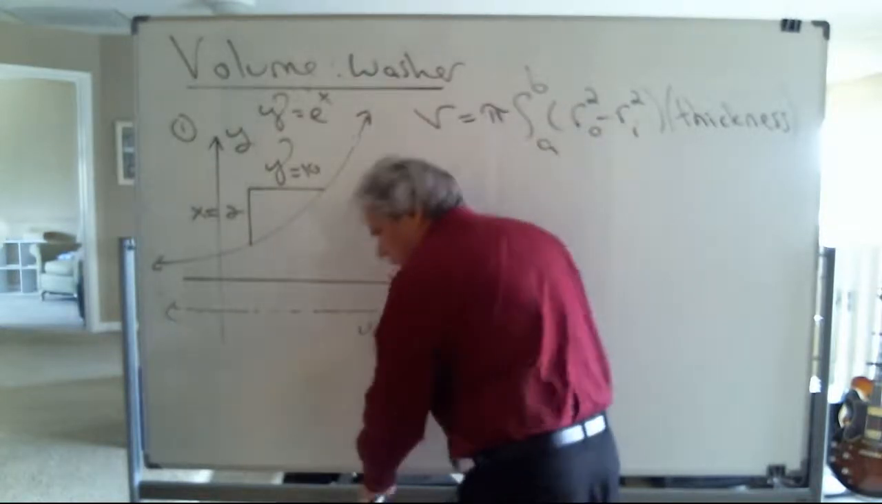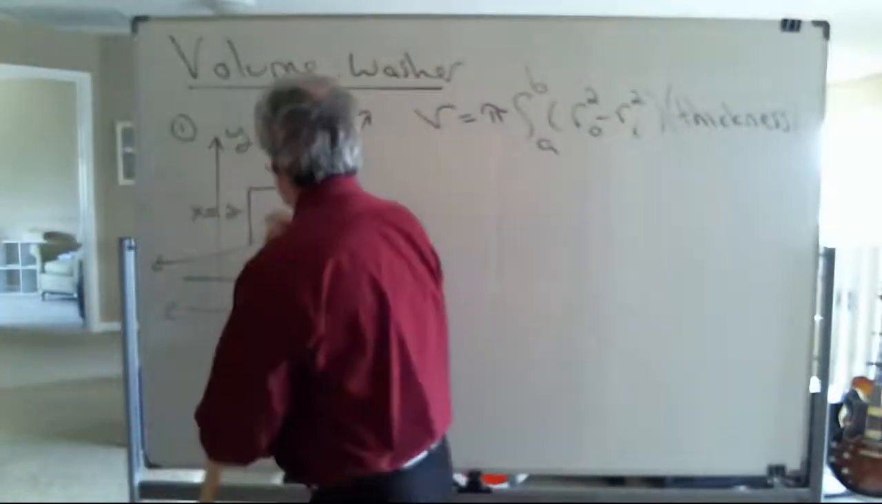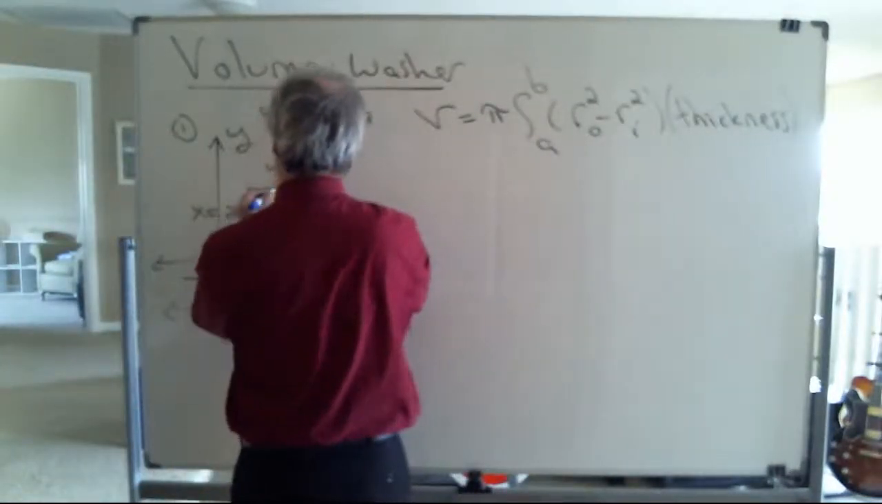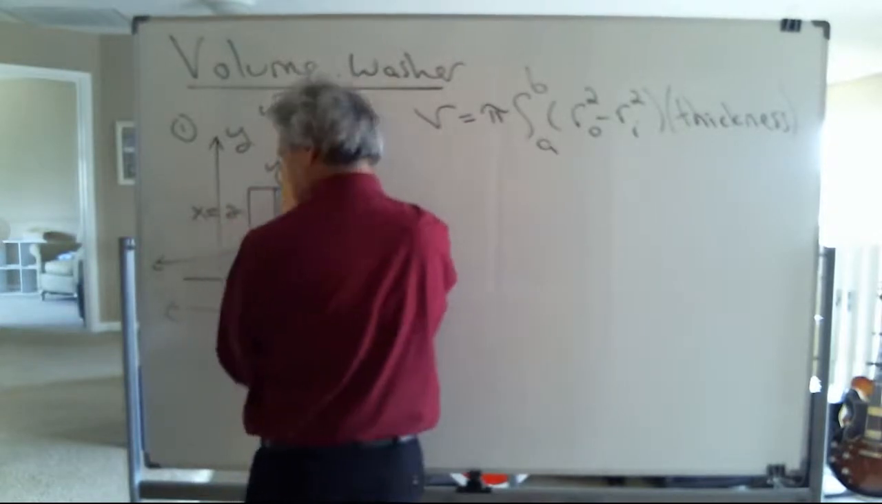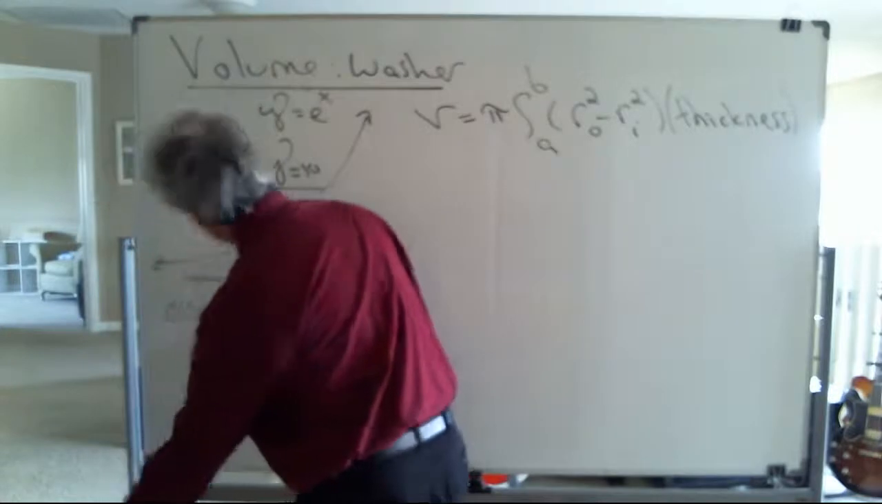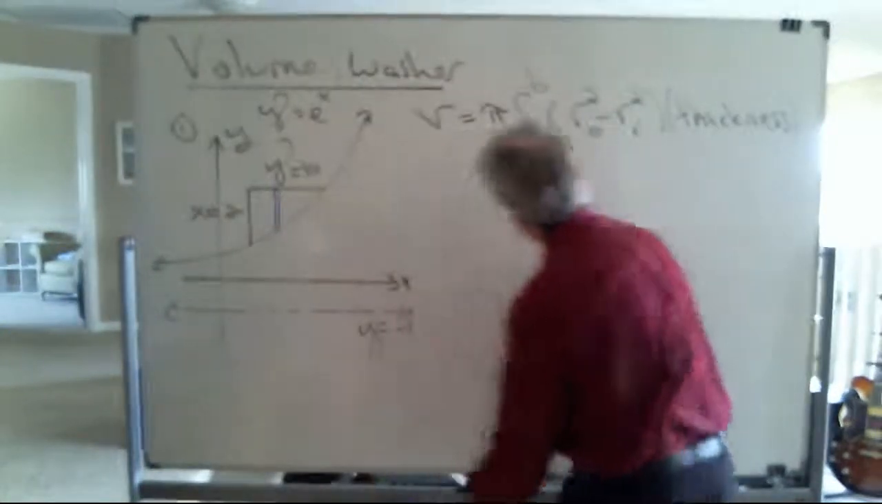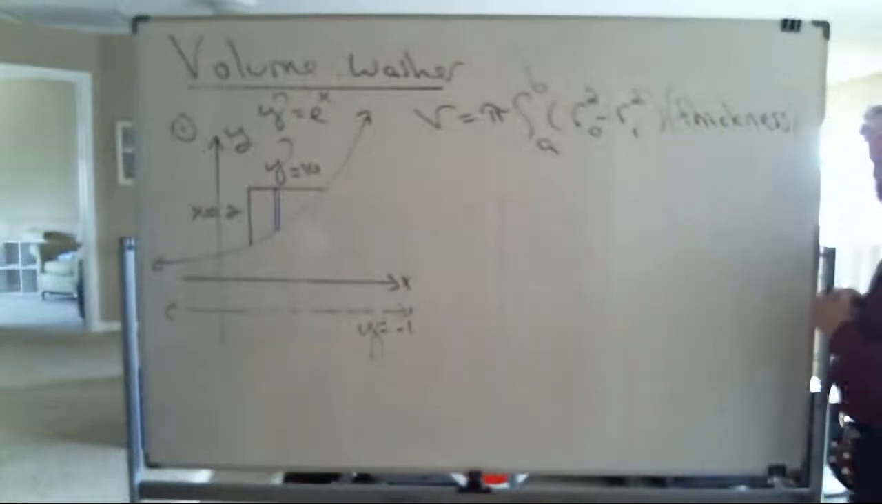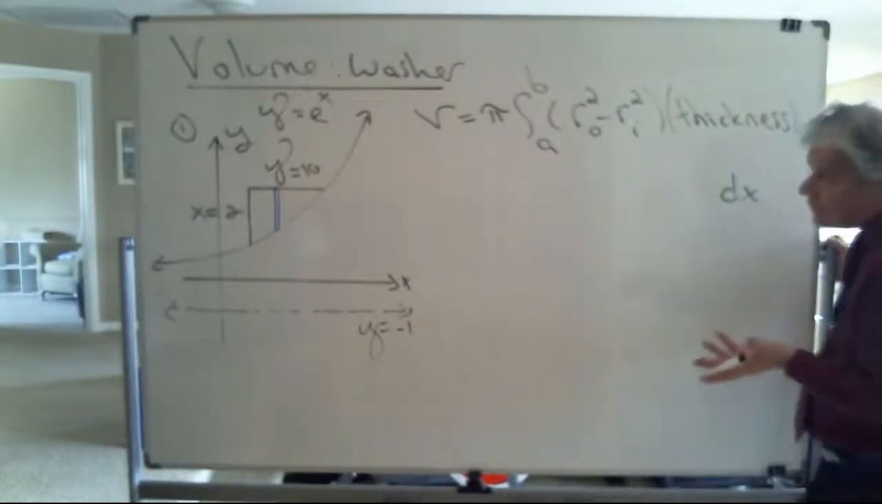Revolving in that direction, or about that line, certainly my rectangles will be vertical, whose thicknesses are in the x direction, which clearly identifies my variable of integration as being x. Putting in the other details.